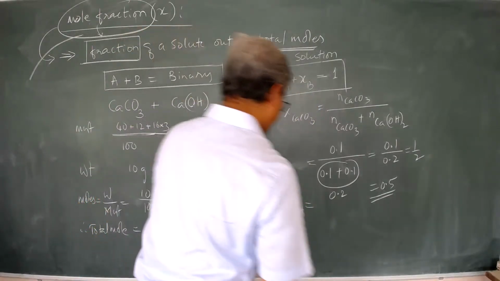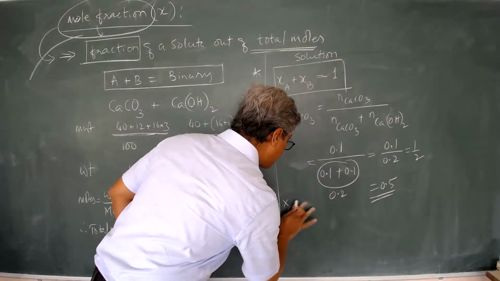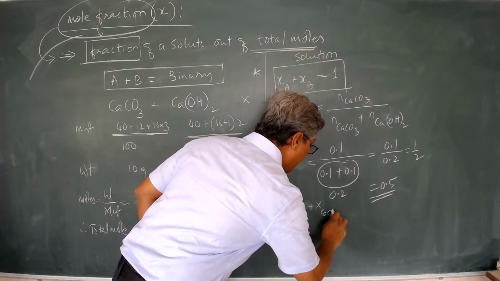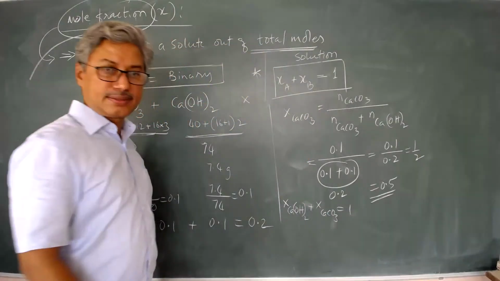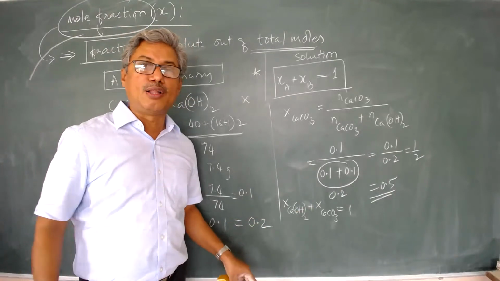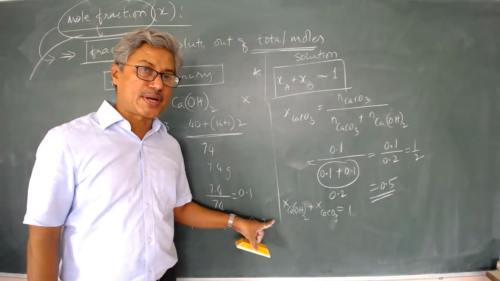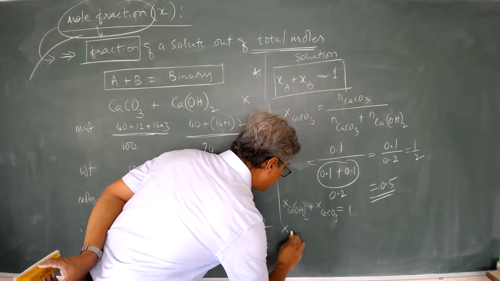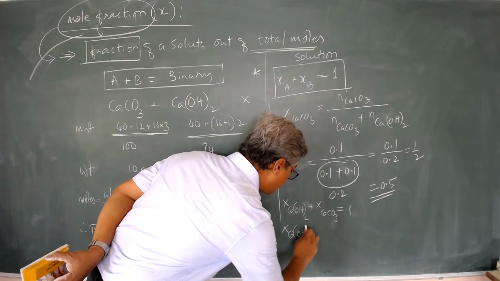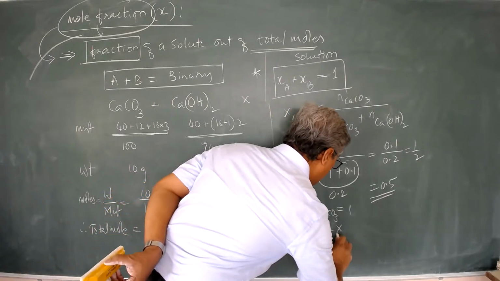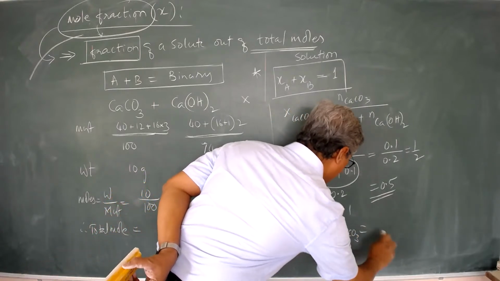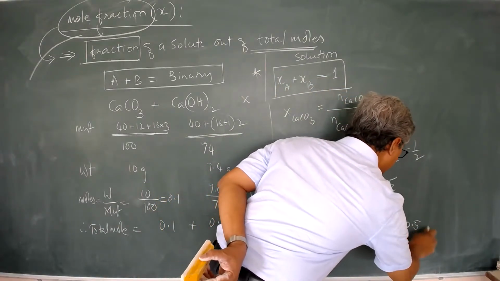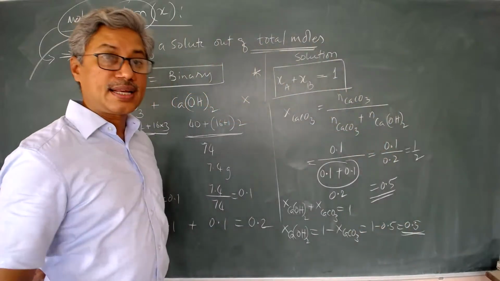We know that the mole fraction of calcium hydroxide plus the mole fraction of calcium carbonate is 1. Just now I said, the sum of the mole fraction of all the components will be equal to 1. Here, 2 components are there. That means the mole fraction of calcium hydroxide will be equal to 1 minus the mole fraction of calcium carbonate. How much is it? 1 minus 0.5, or it can be 0.5. Clear? Now look at this.